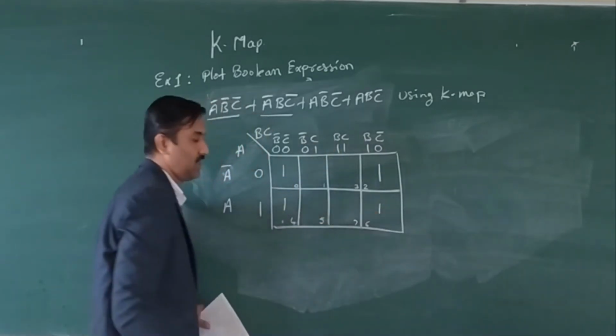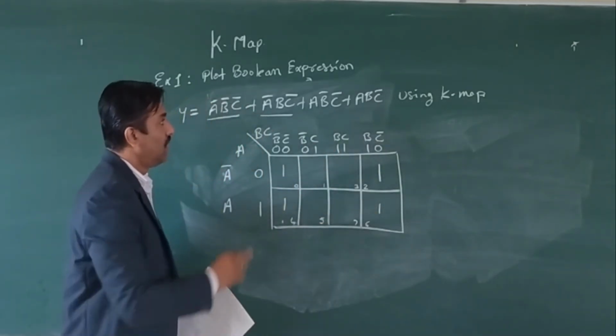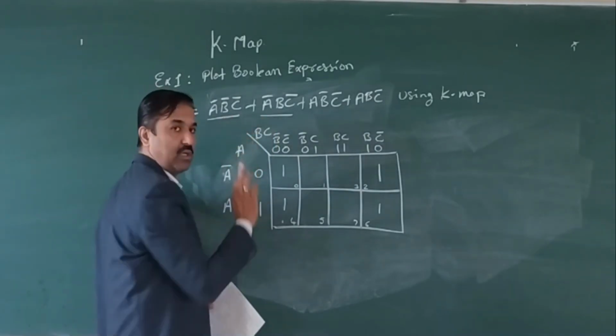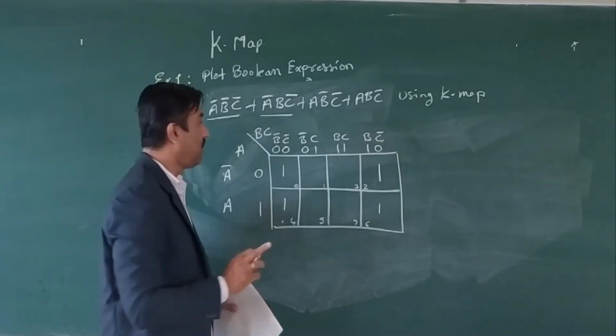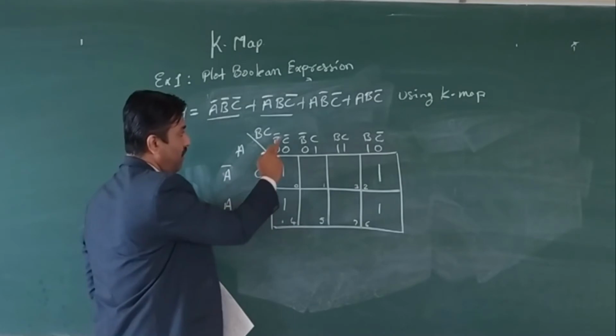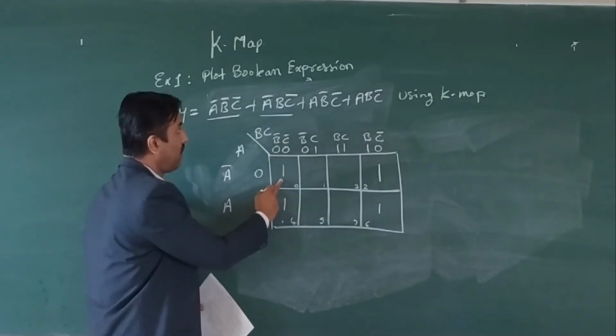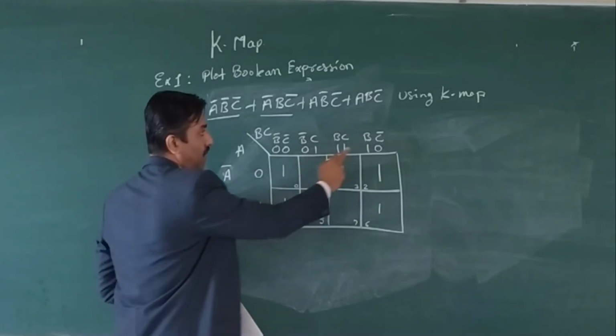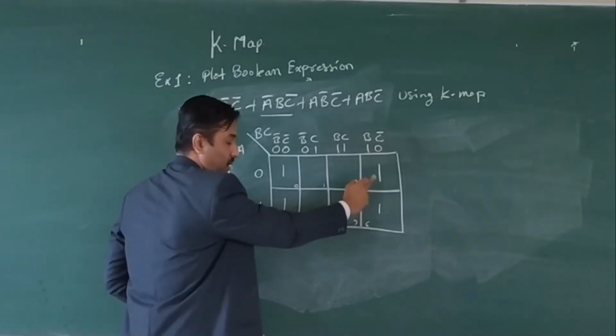This is the third example we are simplifying. Now, is there any product term remaining in the Boolean expression? No. All the 4 product terms in the given Boolean expression have been covered. First product term A bar, B bar, C bar. I have plotted a 1 in that particular cell. Next product term A bar, B, C bar. I have plotted a 1 in that particular cell.